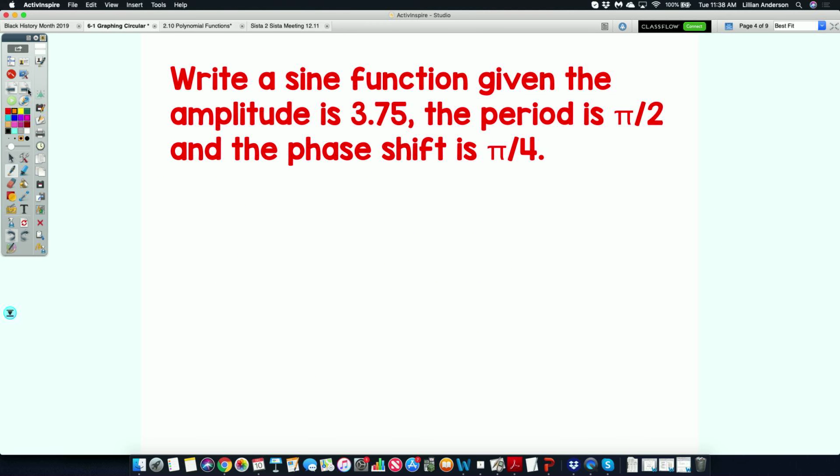So let's go into it. We're going to start off from information. That's the first flap. It says we're going to write a sine function given that the amplitude is 3.75, the period is pi over 2, and the phase shift is pi over 4. So we're given all this information. We need to write a sine function, which is in the form of y equals a sine (bx plus c) plus d.